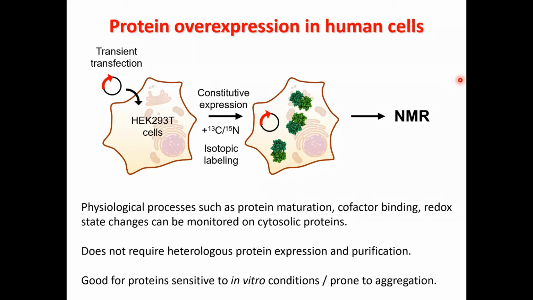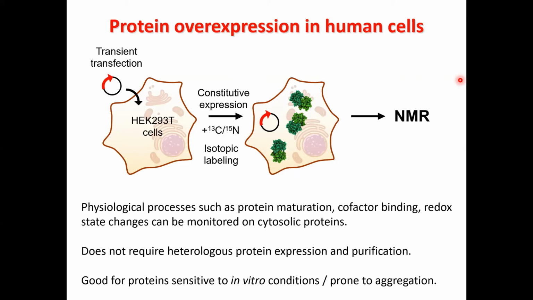So this is the method that we developed at CERM a few years ago, which is based on protein overexpression in human cells. We are focused on studying proteins, and we can overexpress them in HEK293T cells, which are very useful because they are robust and allow quite high levels of protein expression. So they can reach the levels needed for detection by NMR, which is intrinsically not as sensitive as other techniques such as fluorescence microscopy.